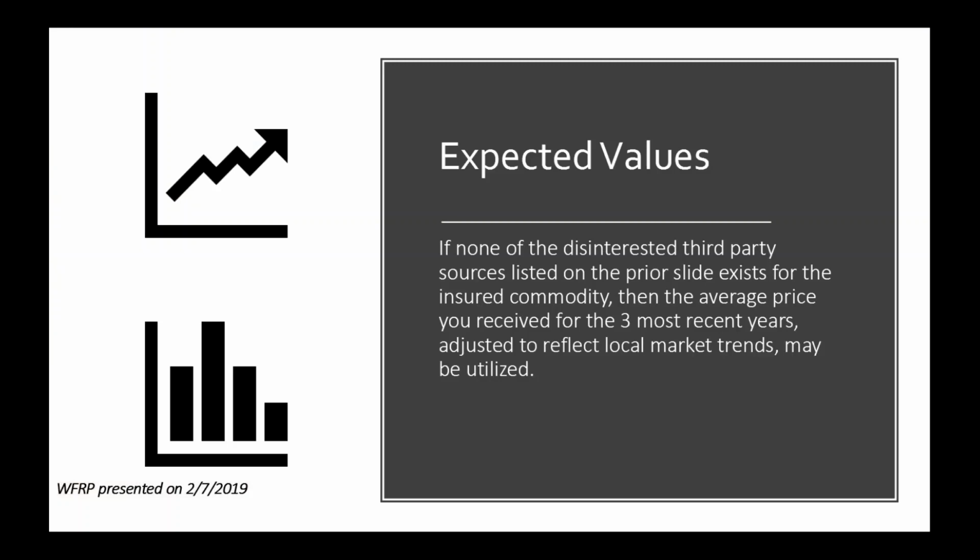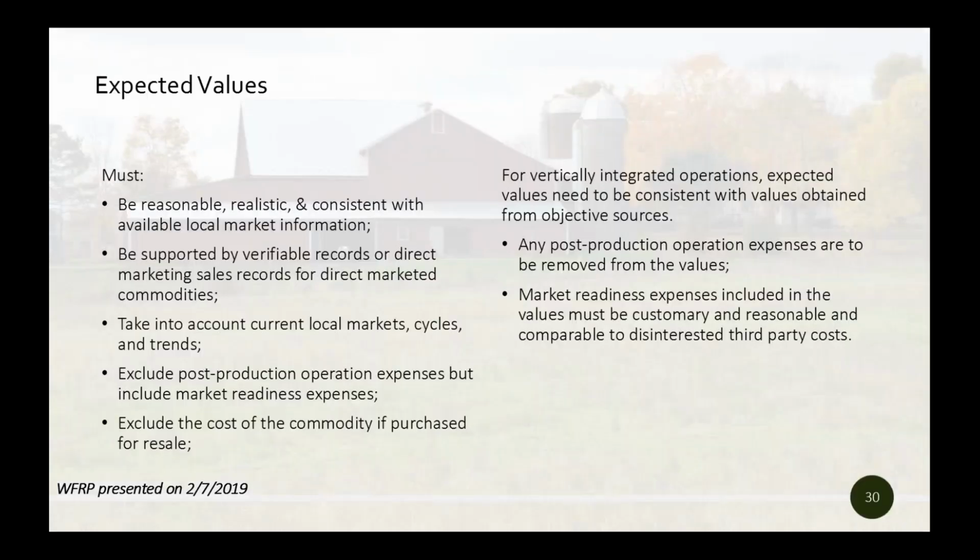So if none of those disinterested third parties that we just talked about exist for the insured commodity, then we may need to look at the average price you receive for the 3 most recent years, and the company will adjust those to reflect local market trends. So again, expected values must be reasonable, realistic, and consistent with the available local market information.